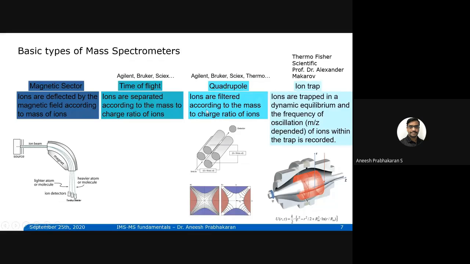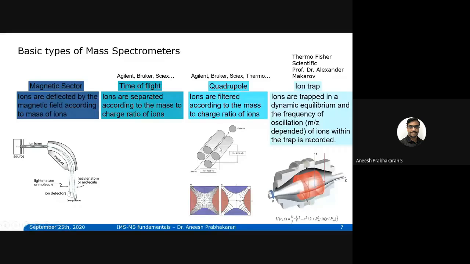Another one is quadrupole. As the name indicates, it has 4 poles. In the 4 poles, we apply RF voltages alternatively out of phase, on 180-degree out of phase. These two have RF, and these two have another RF with 180-degree out of phase.